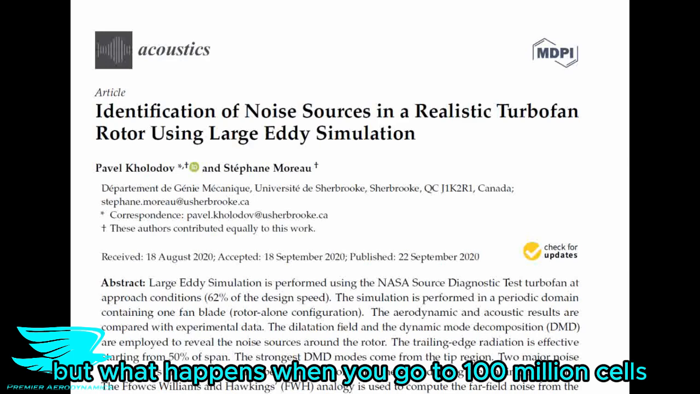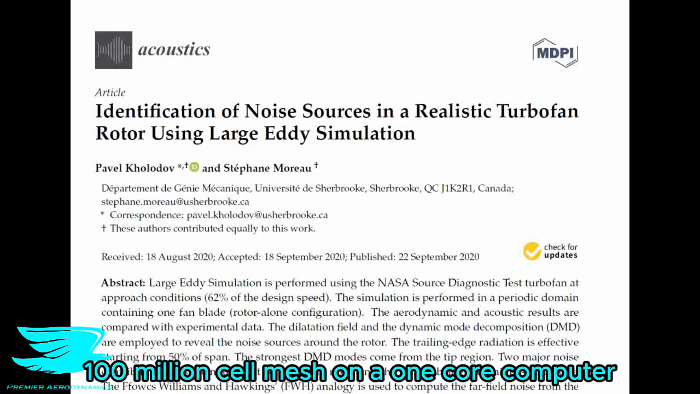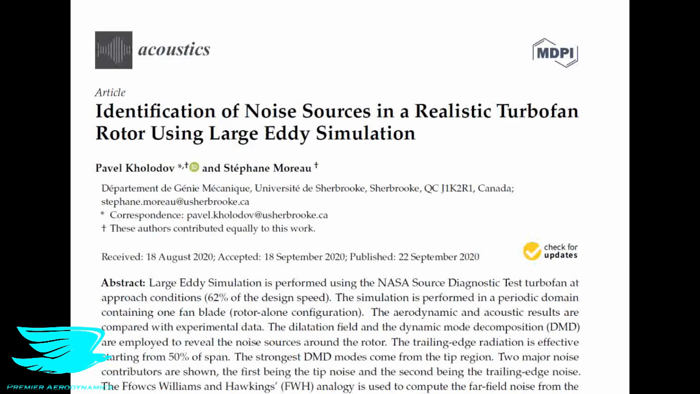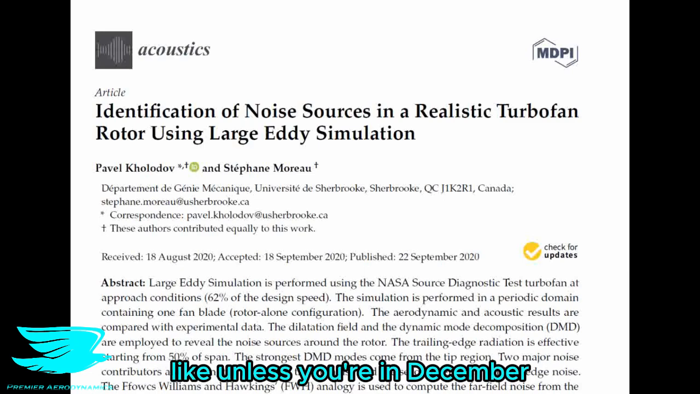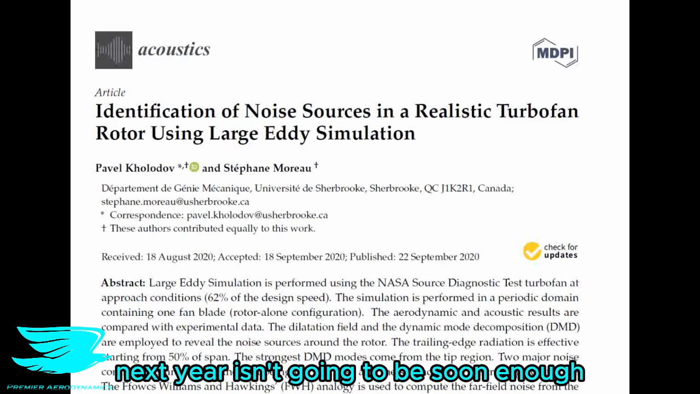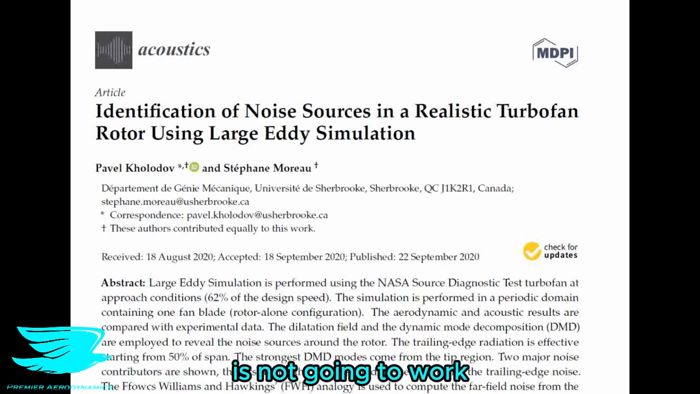But what happens when you go to 100 million cells? Now, if you were to run this 100 million cell mesh on a 1-core computer, it might take 400 days, and that's not practical. You can't just say to your boss, oh yeah, I'll have it to you next year. Unless you're in December, next year isn't going to be soon enough. So 400 days to do one simulation is not going to work. So you say, well, I want it now while I'm still young. So let's run this on 100 cores.